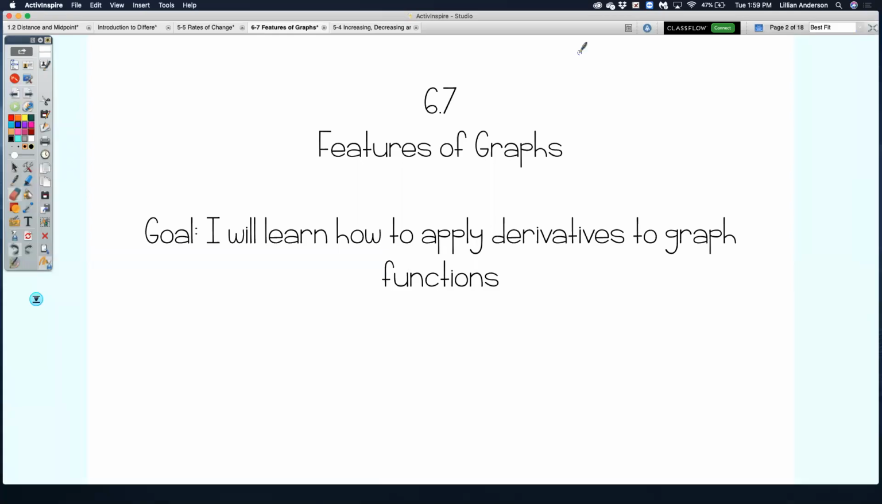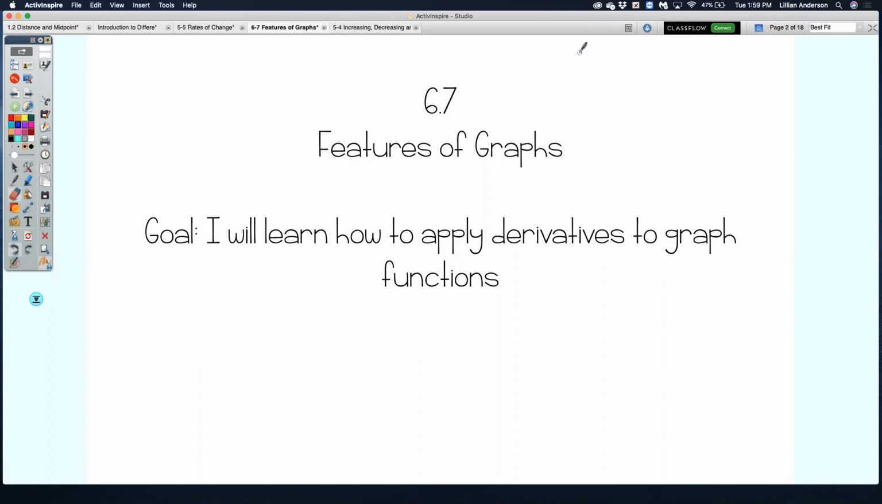6.7 features of graphs, making our way through derivatives and through calculus. We're going to apply derivatives and the concept of derivatives to graph functions, okay? So now that we've practiced how to find derivatives of all these different types of functions, now we're going to take everything and apply it to actually graphing functions.